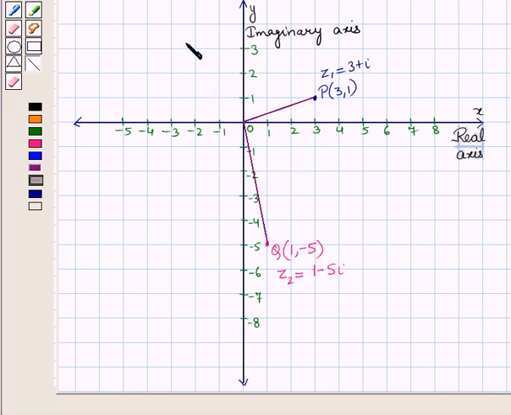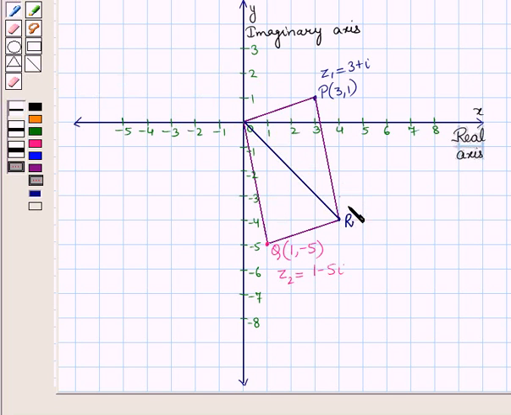Now let us complete the parallelogram. Now OPRQ is a parallelogram. Now from the origin, draw the diagonal OR. Now this point R represents the addition of the two complex numbers, that is z1 plus z2, and here you can see we moved 4 units to the right and 4 units downwards from the origin to reach the point R. Thus point R has coordinates 4, minus 4. So it is the complex number 4 plus minus 4 iota, that is 4 minus 4 iota. So z1 plus z2 is equal to 4 minus 4 iota.